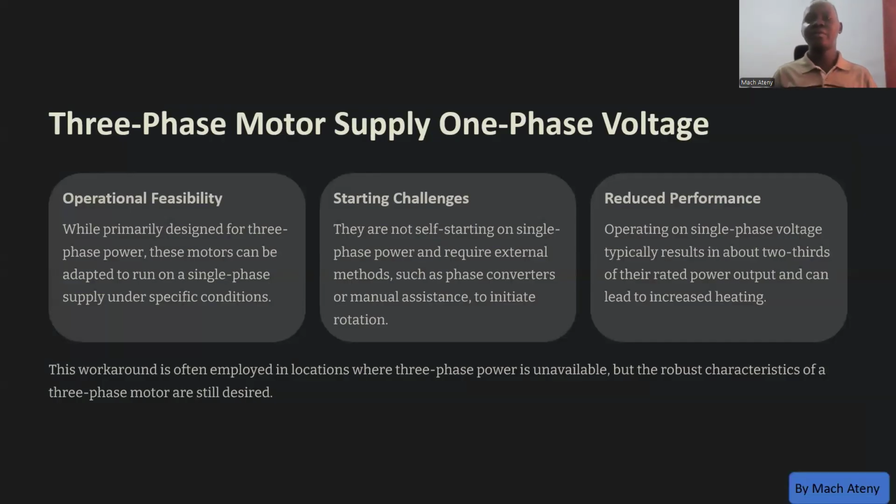We're having reduced performance. The performance will not be the same as the three-phase motor. This workaround is often employed in locations where three-phase power is unavailable, but the robust characteristics of a three-phase motor are still desired. If there's a need of a three-phase motor on single phase, then we can use it.